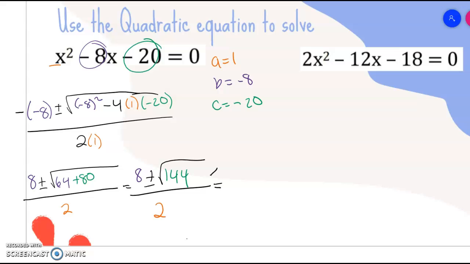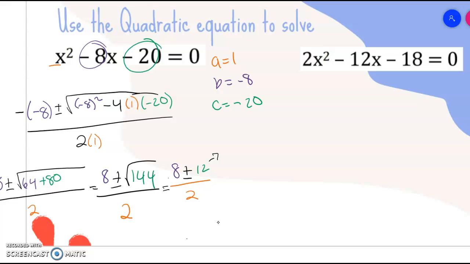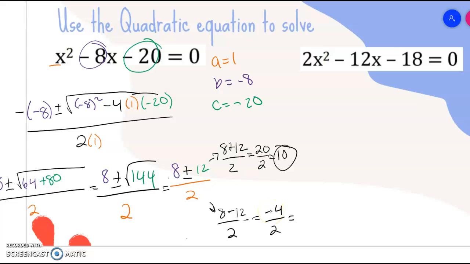Well, I know that it is actually going to be 8 plus or minus, the square root of 144 is 12, all over 2. So I'm actually going to have 2 answers here. I'm going to have 8 plus 12 over 2 and 8 minus 12 over 2. So I'm going to have 2 different answers. 12 plus 8 is 20, divided by 2 is 10. And so now I have negative 4 over 2, which actually gives me a negative 2. So my 2 answers for this one are 10 and negative 2.